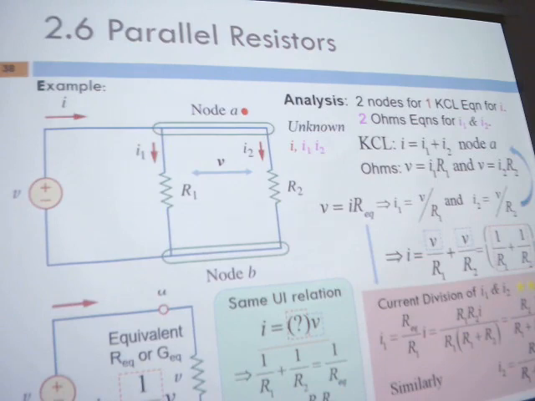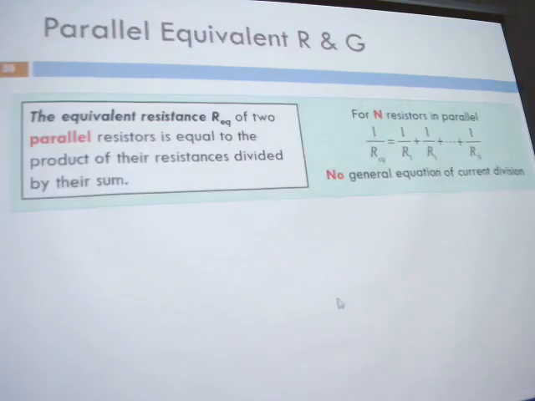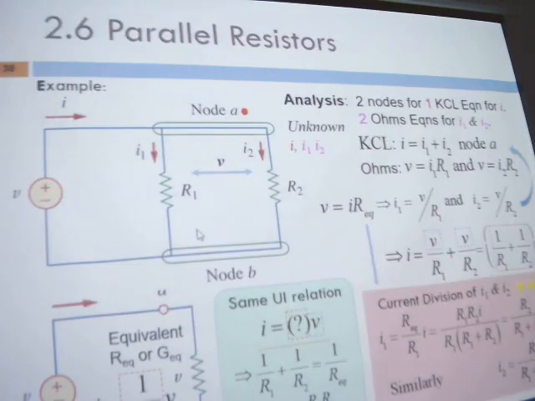For R2 is R1 over the sum times I. So it's a kind of current division. That means if the resistance is large, the current going inside is less. If the resistance is less, the current going inside is large. Just remember this, okay? How about this one? I will equal. That is it.